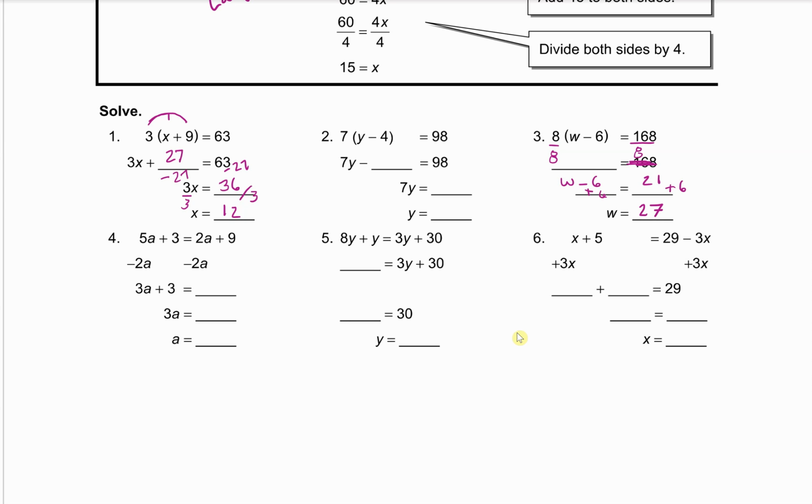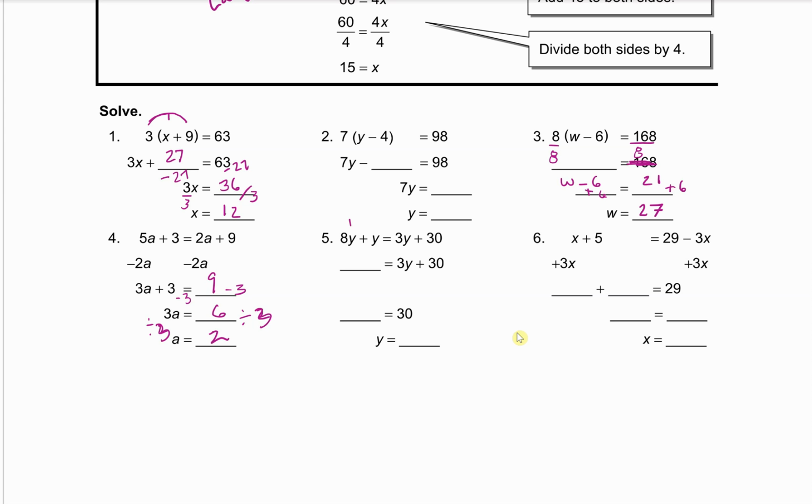Let's look at combining like terms. Combining across, I got 5a plus 3 equals 2a plus 9. I'm going to subtract 2a from each side because 2 is smaller than 5. That's going to leave me with 3a plus 3 equals 9. I'm going to subtract 3. I get 3a equals 6. Going to divide by 2, and I get a equals, or divide by 3, sorry. Getting ahead of myself. Divide by 3. And a is going to equal 2.